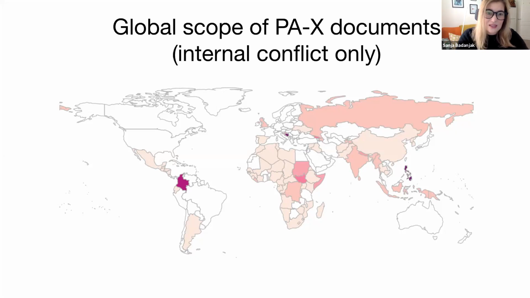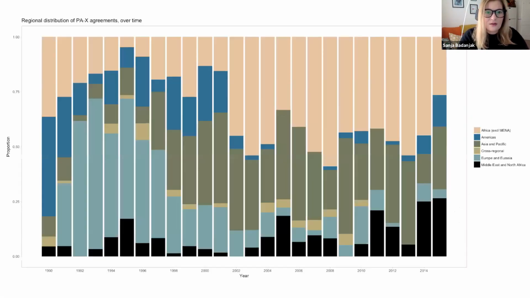The bulk of the documents in the PAX database have been sourced in official English translations. However, about a third of them, actually a little less than a third, have been translated from their original language. All agreements have been digitized, categorized, and coded for content. So we determined for each substantive issue whether the document provides for it or not. The agreements, as I said, are collected from 1990 onwards.